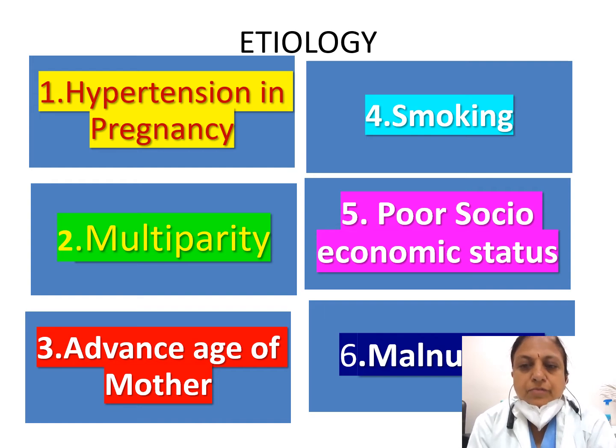The etiology for abruptio placentae is multifactorial. The number one, very commonly seen, is hypertension in pregnancy. Second is multiparity, and it is more commonly seen in advanced age of the mother. Then women who smoke, usually hypoxia is labeled as the basic pathology, and then poor socioeconomic status and malnutrition. So all these are the common predisposing factors for the abruptio placentae. But number one should be remembered very clearly, that is hypertension, it is very commonly seen in the hypertensive disease of the pregnancy.